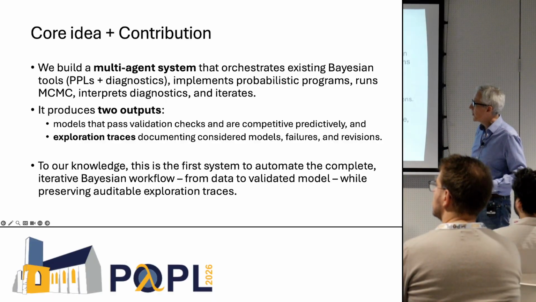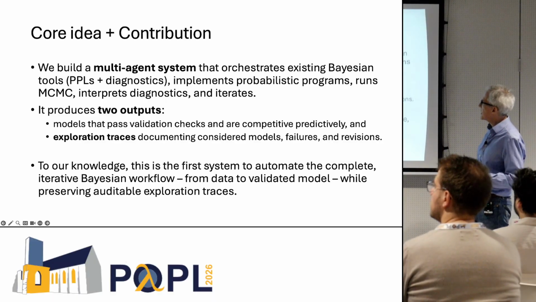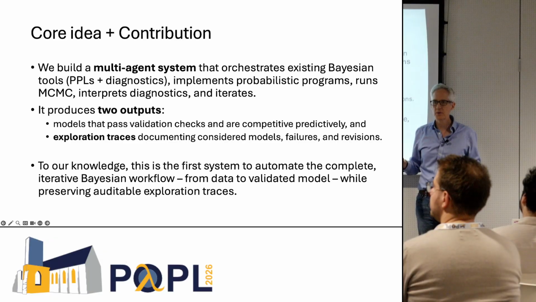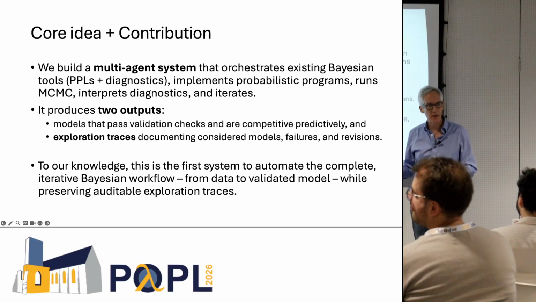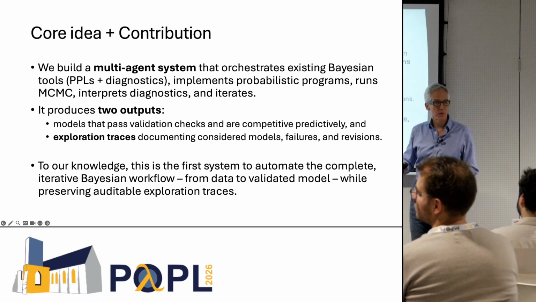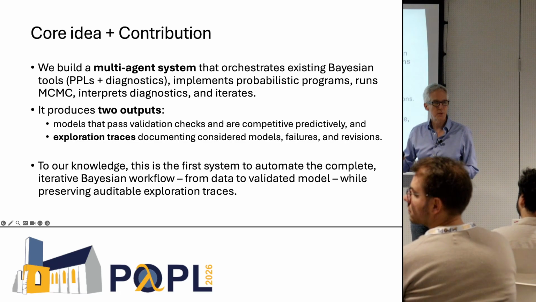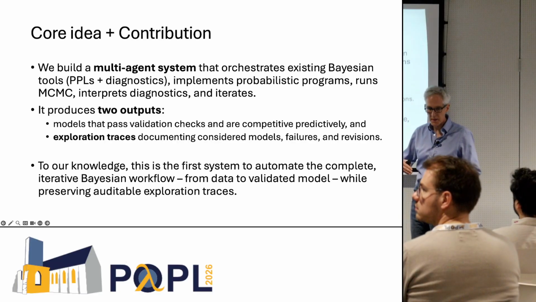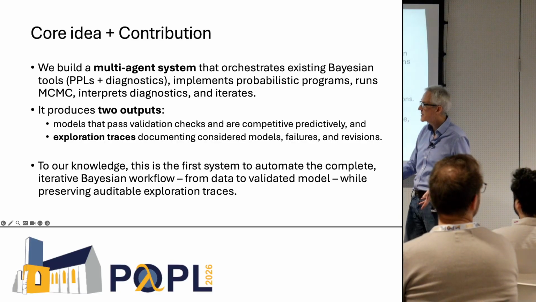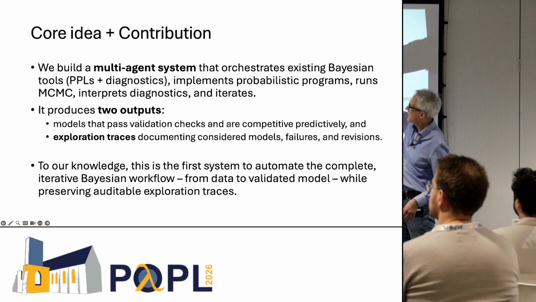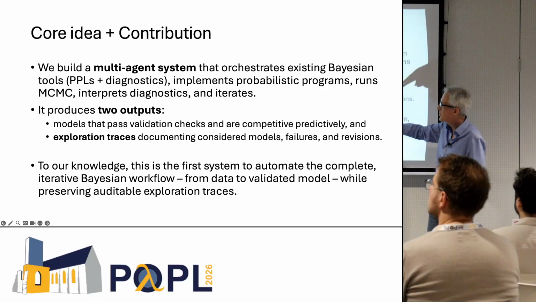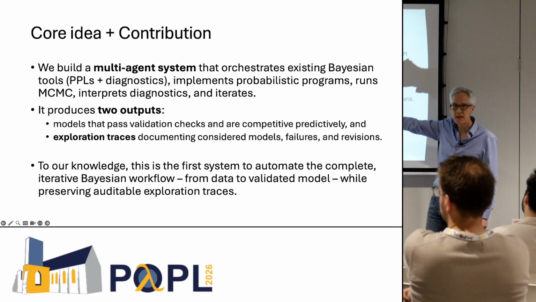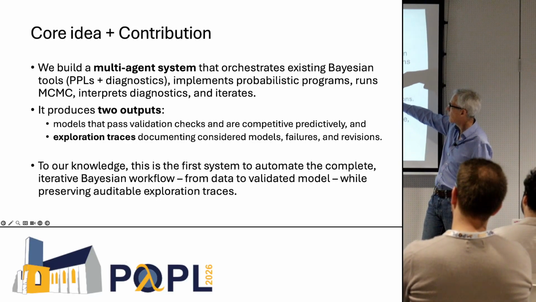So what we're going to do is build a multi-agent system that orchestrates existing tools. Behind the scenes, but I'm not going to show you any of its code, we use Stan as a probabilistic modeling language. But we use a whole lot of other tools as well to visualize the data and to analyze the fits of the model against the data and so forth. All these steps we want to orchestrate, and we get two outputs. One is we get a model that passes validation checks on the data we've given it and works well predictively.